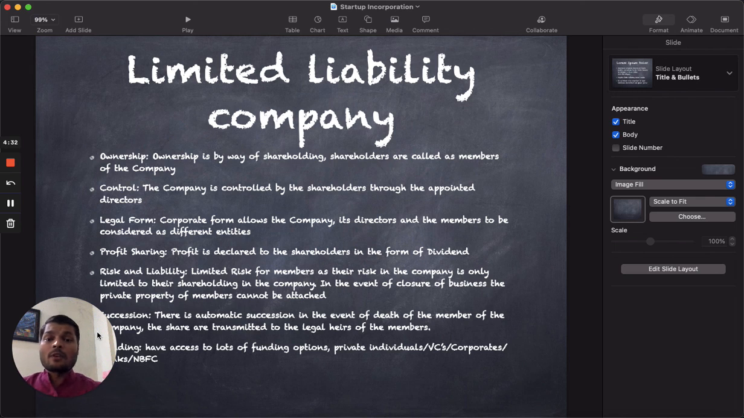The legal form of organization is that it is different from the members. So members and companies are two different entities. That means there can be a contract between the members and the company as well. You should definitely read up on the Salomon and Company case, which is a very famous landmark case. Profit sharing is in the form of dividend, whenever the company declares a dividend. Risk and liability is limited. Succession is automatic and unlimited, and funding options are unlimited.